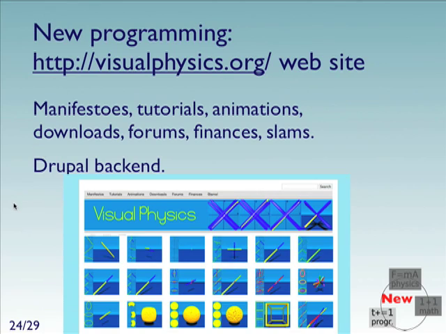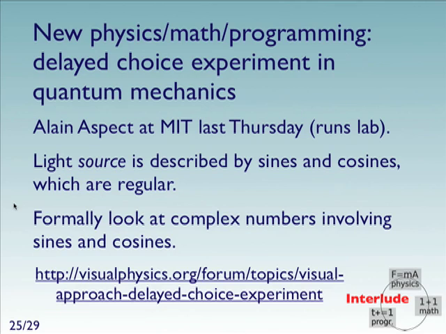All right, so this is where we get to the new physics, new math, new programming. There's an experiment called the delayed choice experiment in quantum mechanics, and one of the guys who really got it done in the lab is Alain Aspect, and he was at MIT just a few days ago, and he's just really amazing in what he can accomplish, because Wheeler described this as a problem and Aspect actually got it done.